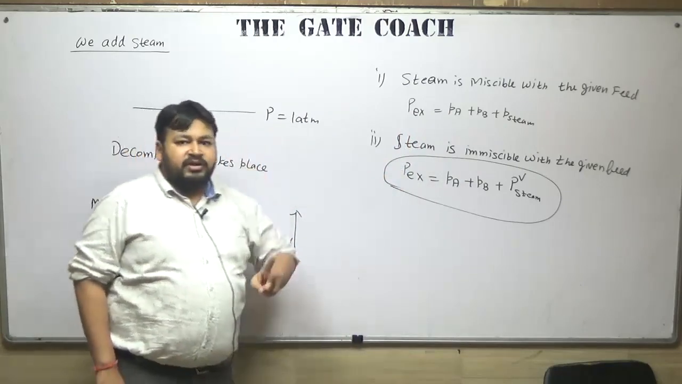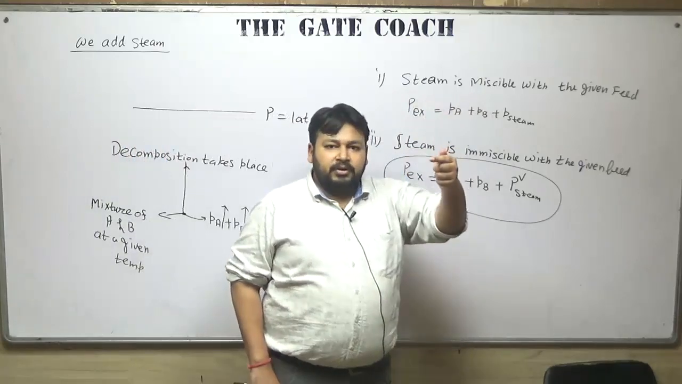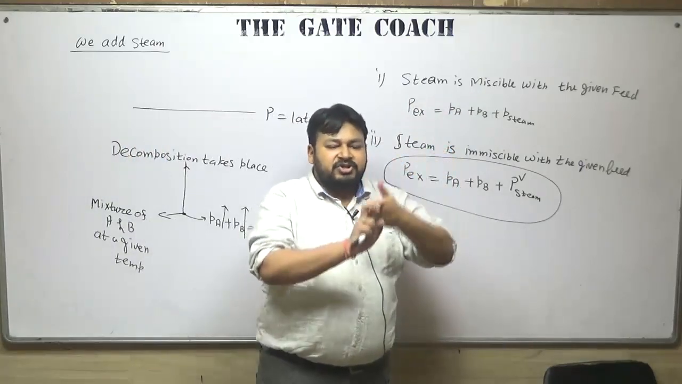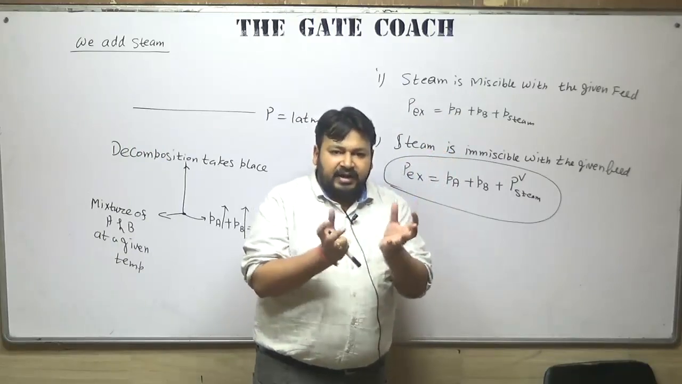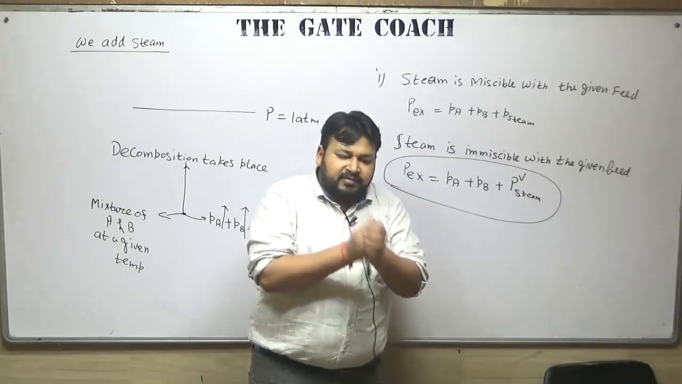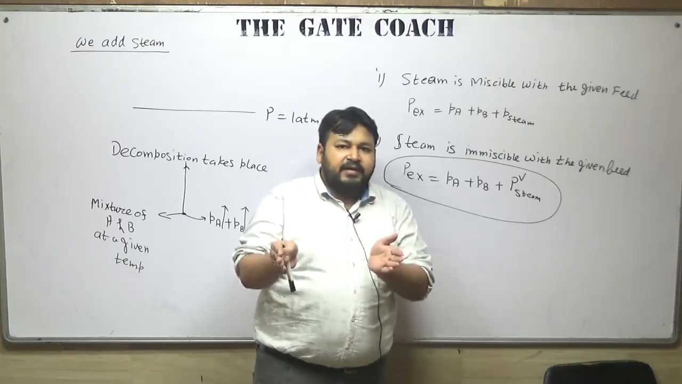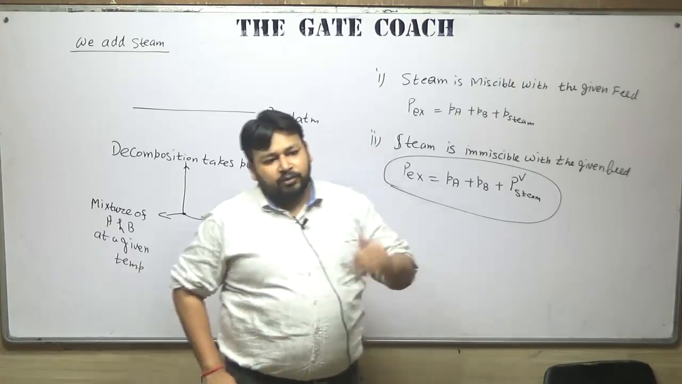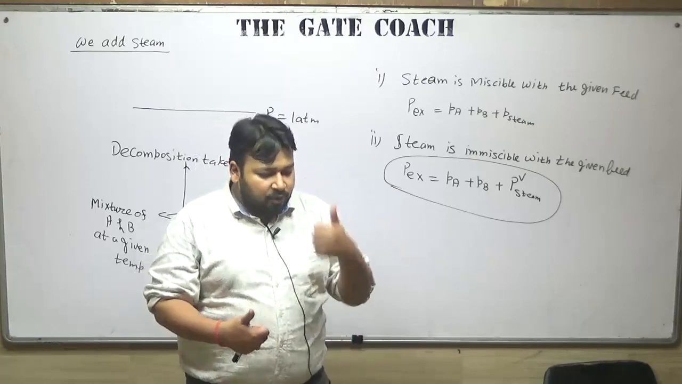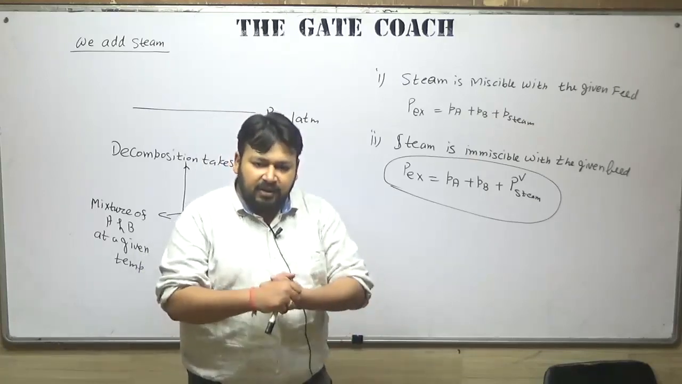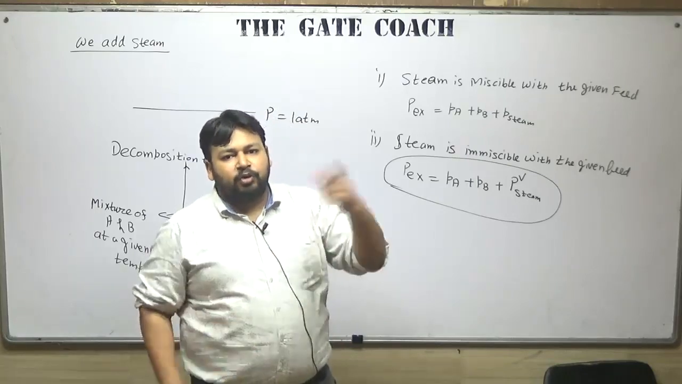Dusri cheez, if the steam is miscible, then at the top you get the mixture of A and steam, and that mixture of A and steam is miscible. Aur agar miscible mixtures hai to usme se us steam ko alag karne ke liye fir se effort karna padega. So at the top you get a mixture of the more volatile component and the steam, and the more volatile component and the steam are miscible. So to separate them, you need to put more money.